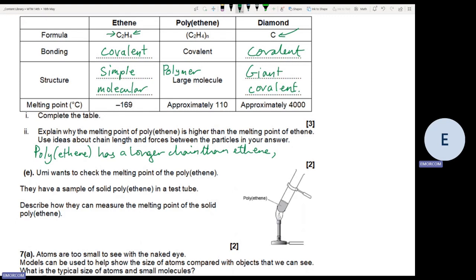In terms of just kind of C2 knowledge, we need to know that both of these substances involve intermolecular forces being broken when they are melted, and therefore when you've got larger substances, larger particles, in this case the molecules, they have stronger intermolecular forces. So polyethene has a longer chain than ethene, so it has stronger intermolecular forces.